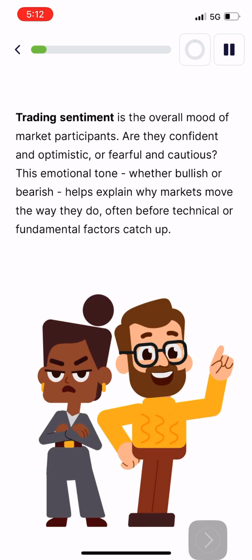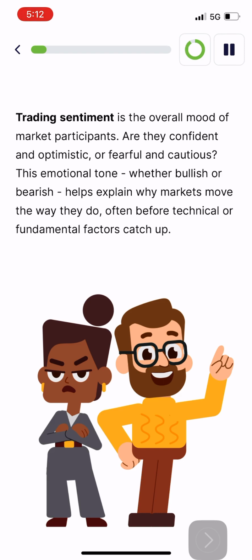Trading sentiment is the overall mood of market participants. Are they confident and optimistic or fearful and cautious? This emotional tone, whether bullish or bearish, helps explain why markets move the way they do, often before technical or fundamental factors catch up.